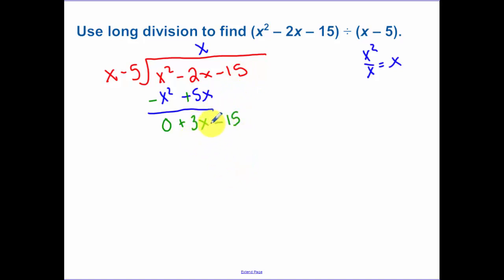Now take this 3x and divide it by x. 3x divided by x gets 3. Another way you could think about it is x times what gets me 3x. But I started using this method a few years ago and I find the students tend to like it. So 3 is your result, so the plus 3 goes up top.